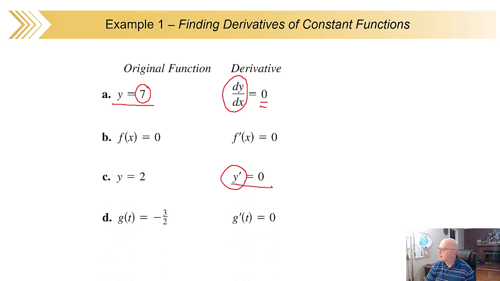And next, we've got g of t. So we're throwing in a different letter instead of f all the time. And we're throwing in a different variable too. Excuse me. It's not always x, it could be t, it could be almost anything. The point is, the constant is always -3/2, the constant function. So the derivative is 0 again.